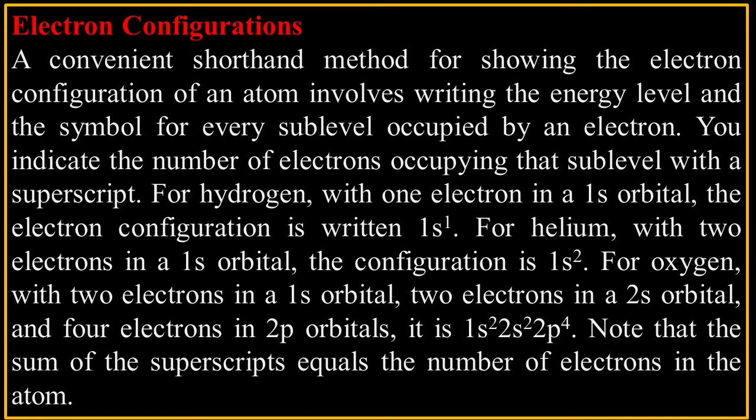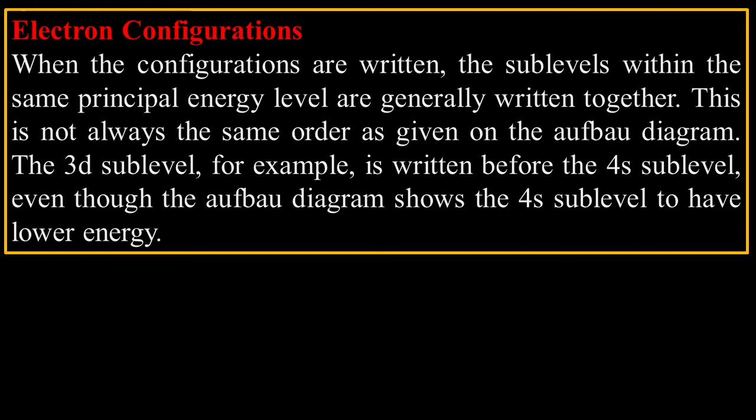Note that the sum of the superscripts equals the number of electrons in the atom, and also the number of protons because it's ground state. When the configurations are written, the sublevels within the same principal energy level are generally written together. This is not always the same order as given on the Aufbau diagram. The 3d sublevel, for example, is written before the 4s sublevel, even though the Aufbau diagram shows the 4s sublevel to have lower energy.